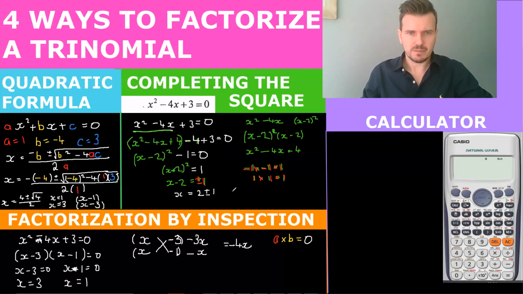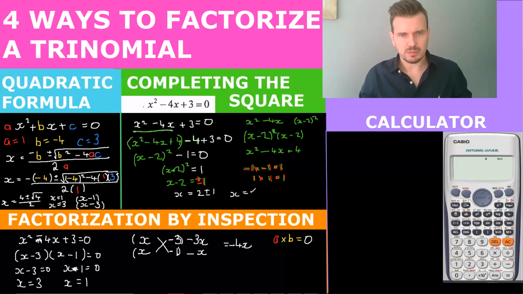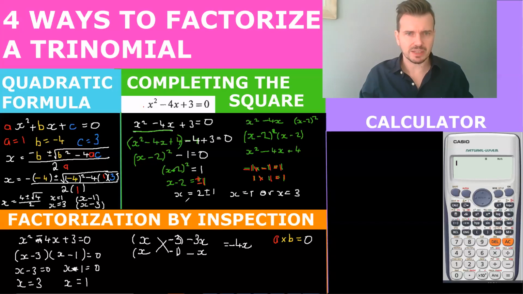And so I get x equals 2 minus 1 is 1, or x equals 3. And we see we get the same answer as we got before. And so our brackets, if we were to do them, would be x minus 1 and x minus 3.